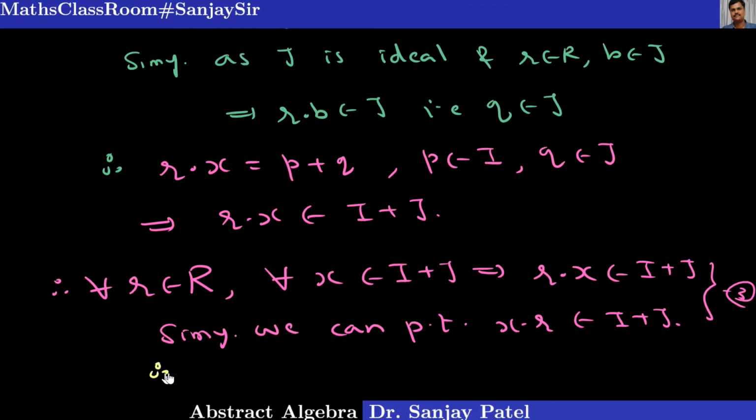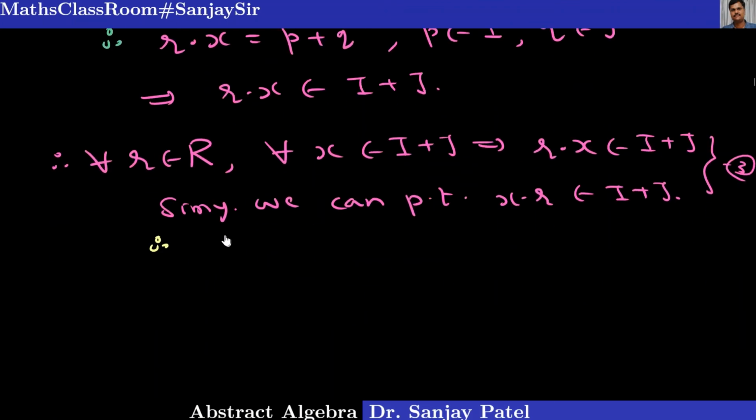So therefore, the set I plus J is an ideal of the ring R.